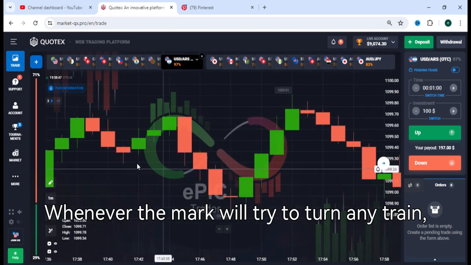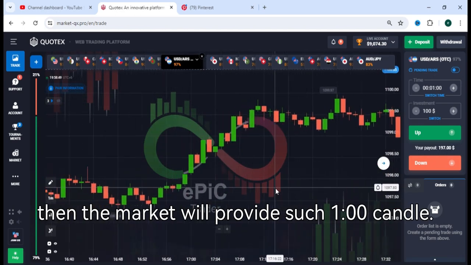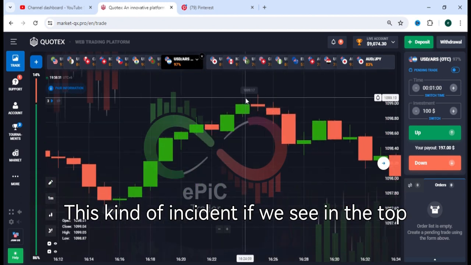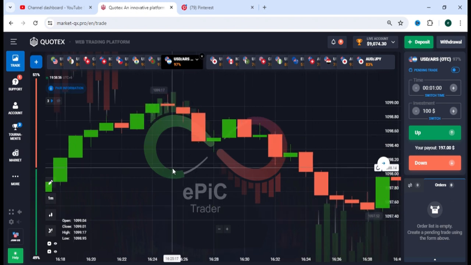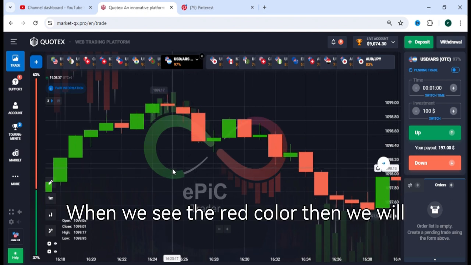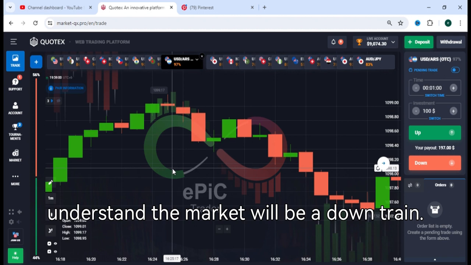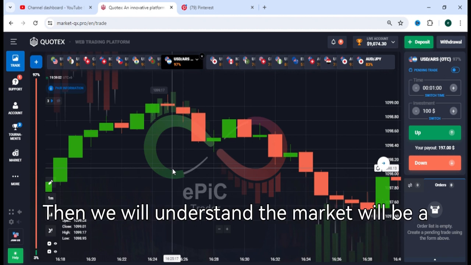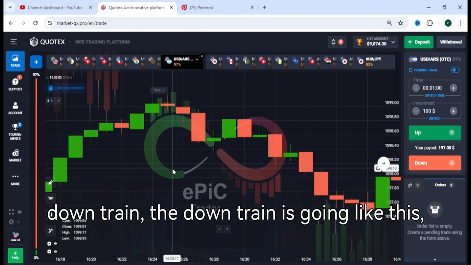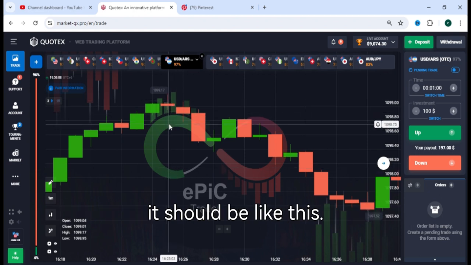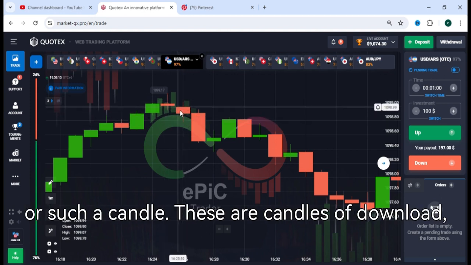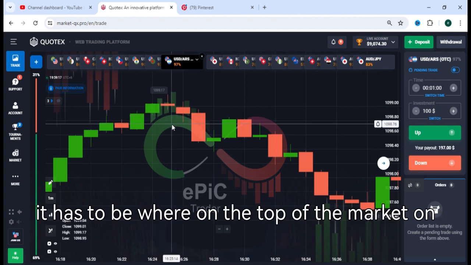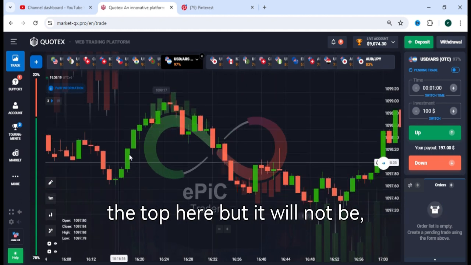Whenever the market will try to turn any trend, then the market will provide one such candle. If we see this kind of incident in the top part of the market, when we see the red color, then we will understand the market will be a downtrend. The downtrend is going like this. This is a candle of download, these are candles of download. It has to be on the top of the market, but it will not be. This market is below from here.